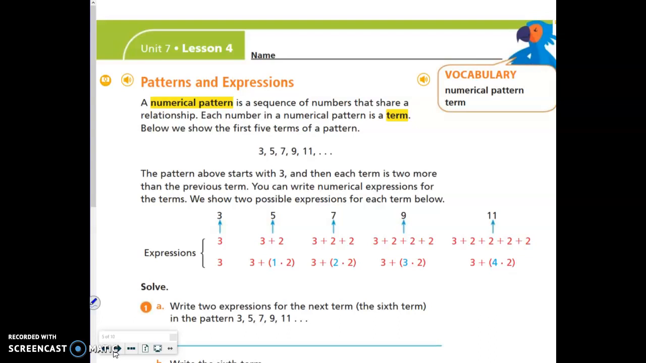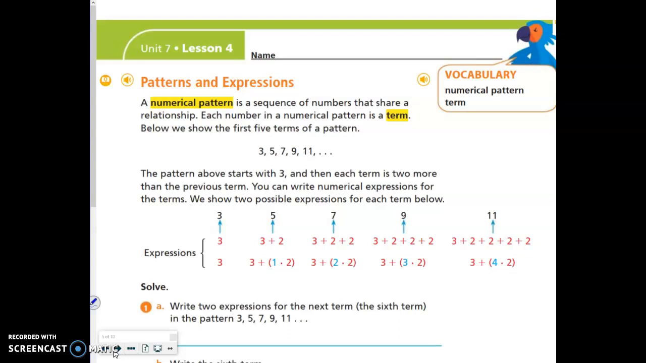If you look at the one here on this page, you notice that you are starting with the number 3, but then every number beyond that is going up 2 more than the one previous. So 3 to 5 is going up by 2. 5 to 7 is going up by 2. 7 to 9 is going up by 2. So we would call that a plus 2 pattern. All right? And then every number in that pattern is called a term.